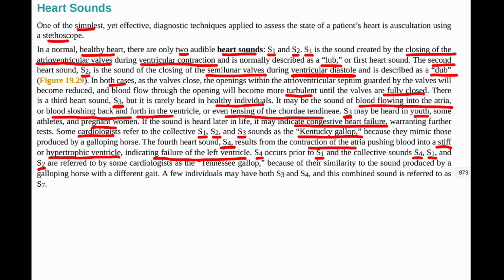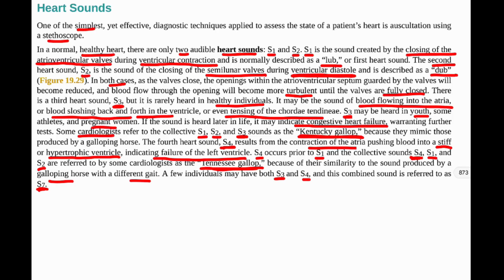So if the S3 sound is heard, it's the Kentucky Gallop. If you hear the S4 sound before the S1 and 2, then it's called the Tennessee Gallop, because of their similarity to the sound of a galloping horse, with a different gait this time. So a few individuals have S3 and S4. If that's the case, then it's just generally called S7.